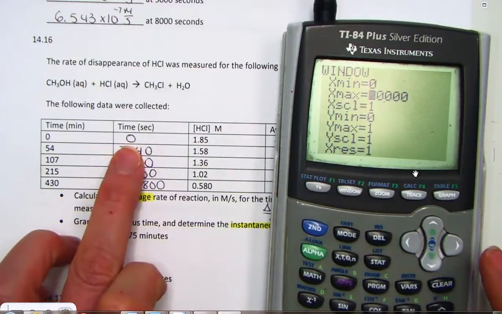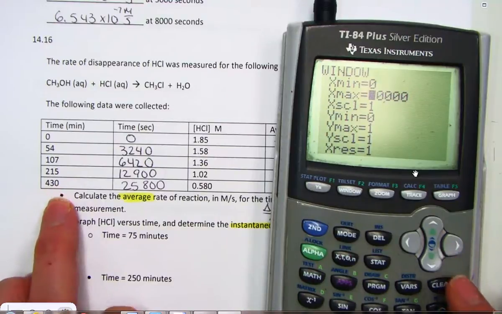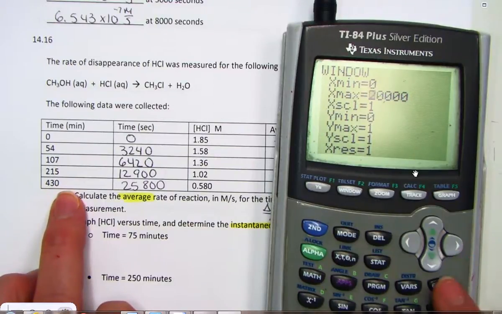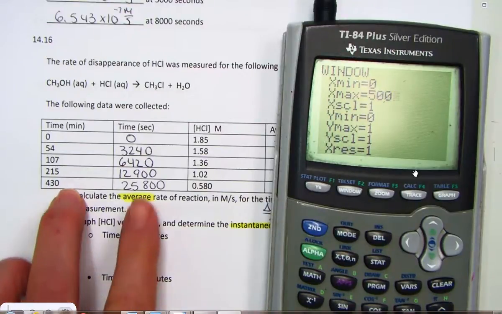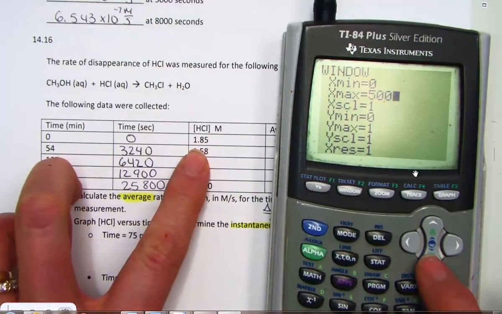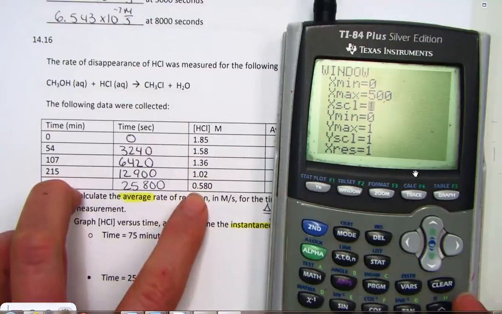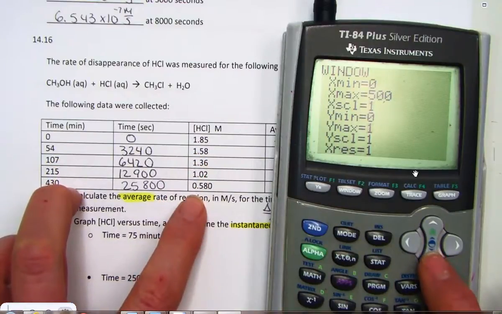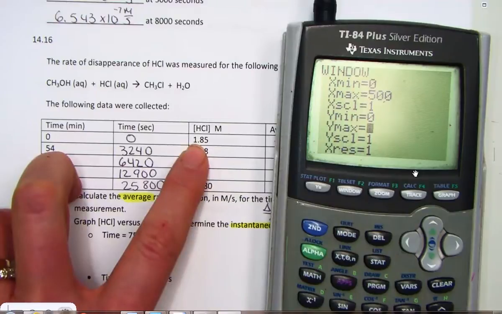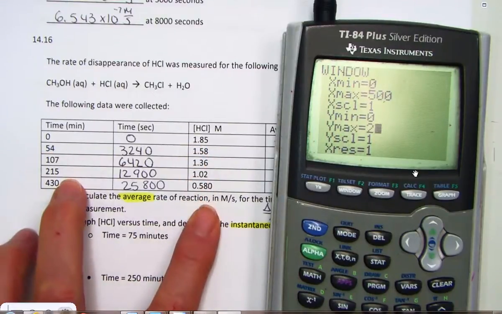This time I'm going from 0 to 430, so I'm going to just minimize that a little bit. I'm going to put 500. That'll be plenty big for what I'm doing here. And the concentration is going from probably like 0.5 to 1, so I'm going to make my Y max... looks like if I make it a 2, I've got plenty of room there. Alrighty, so always check your window so you don't get a domain error.